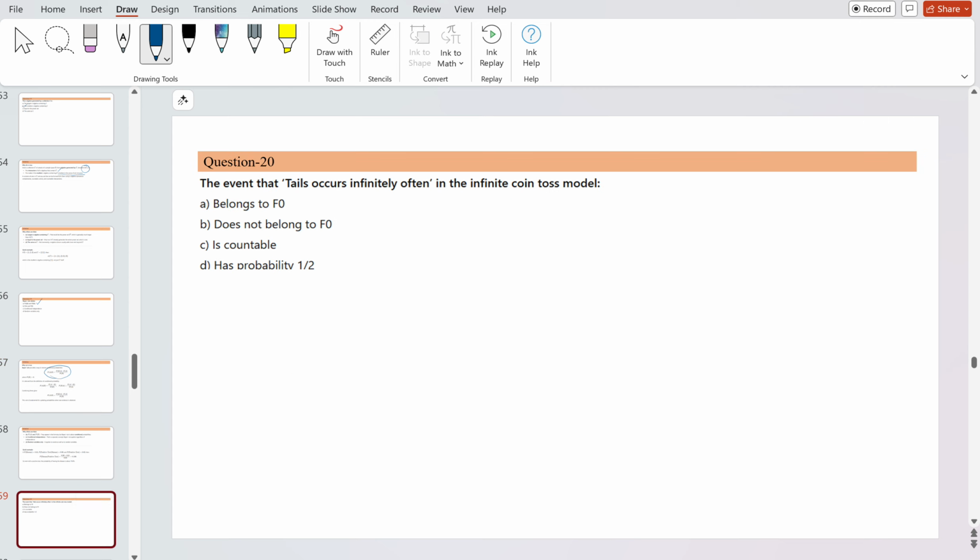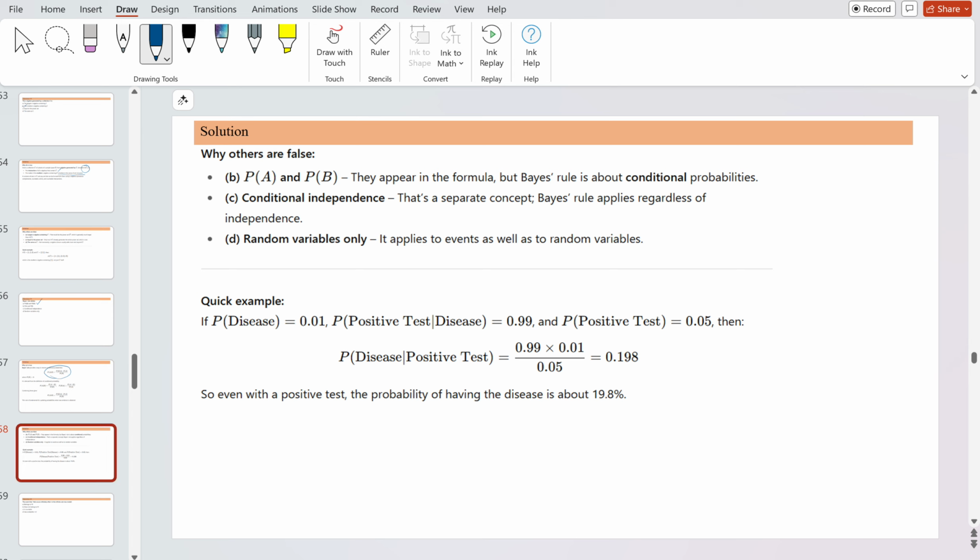So that is overall the thing which we have discussed today. If you take the example, suppose P(positive test given disease) is 0.99. So the probability of having disease given a positive test is 0.99 multiplied by 0.01 divided by 0.05, that is 0.198. So even with a positive test, the probability of having the disease is actually 19.8 percent.